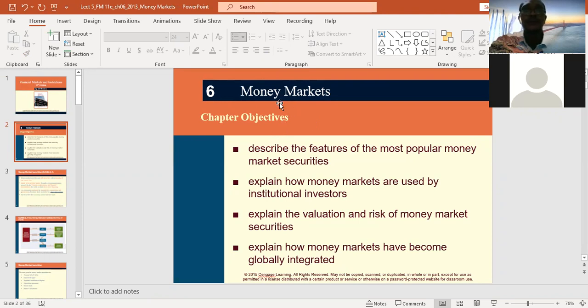So at the end of this lecture on money markets, you should be able to describe the features of the most popular money market securities. You should be able to explain how money markets are used by institutional investors. You should be able to explain the valuation and risk of money market securities. And you should also be able to explain how money markets have become globally integrated.